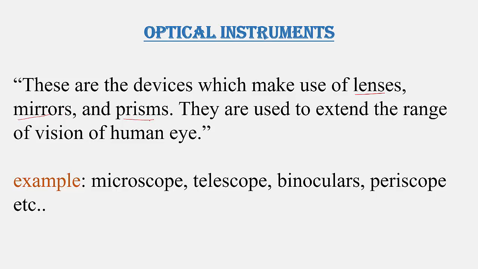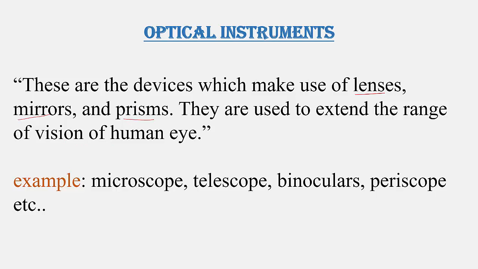Then prisms. A prism is also an optical medium, bounded by three rectangular surfaces and two triangular surfaces. The three rectangular surfaces are considered as refracting surfaces, and the two triangular surfaces are considered as the bases of the prism. These lenses, mirrors and prisms are used in optical instruments.